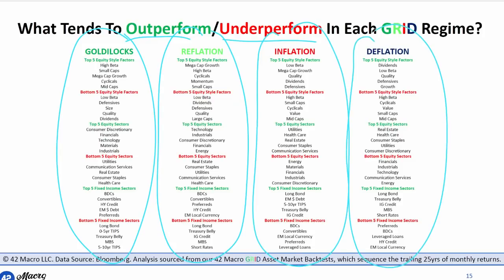These are the sort of, okay, if I know I'm in deflation, these are the types of style factors I want to be long. Or if I'm in reflation, these are the types of style factors I want to be short, or the types of fixed income exposures I want to be short.